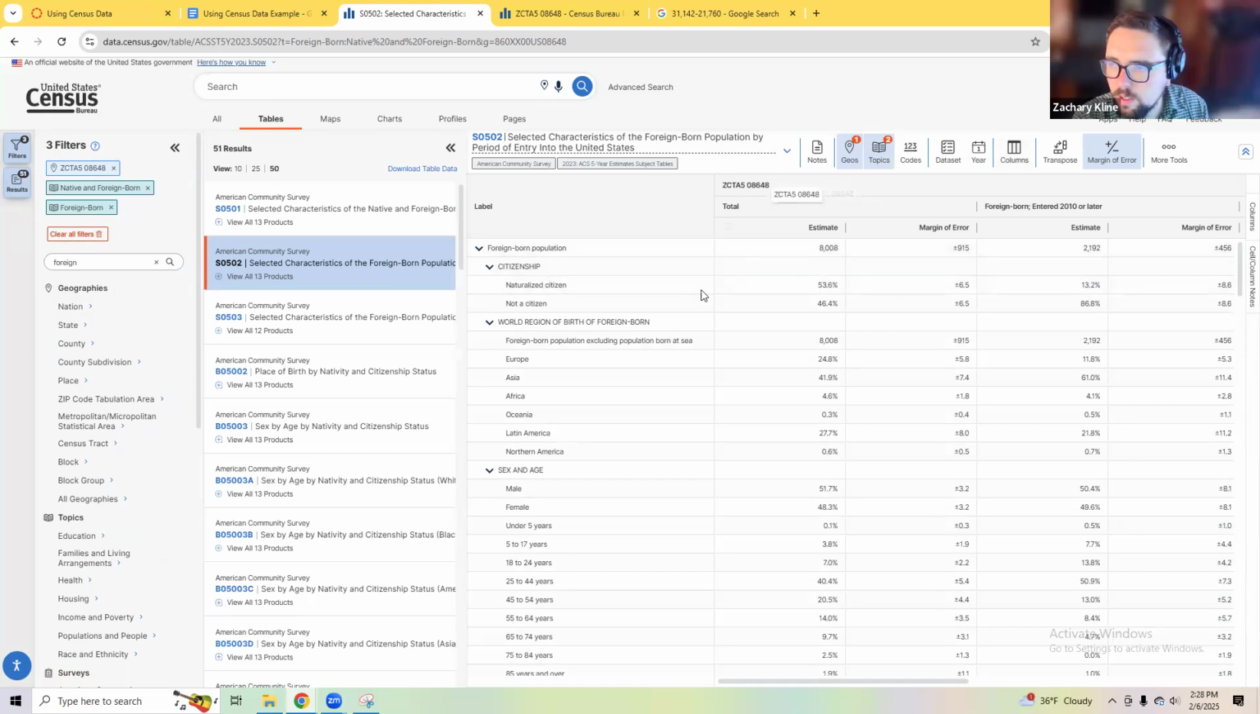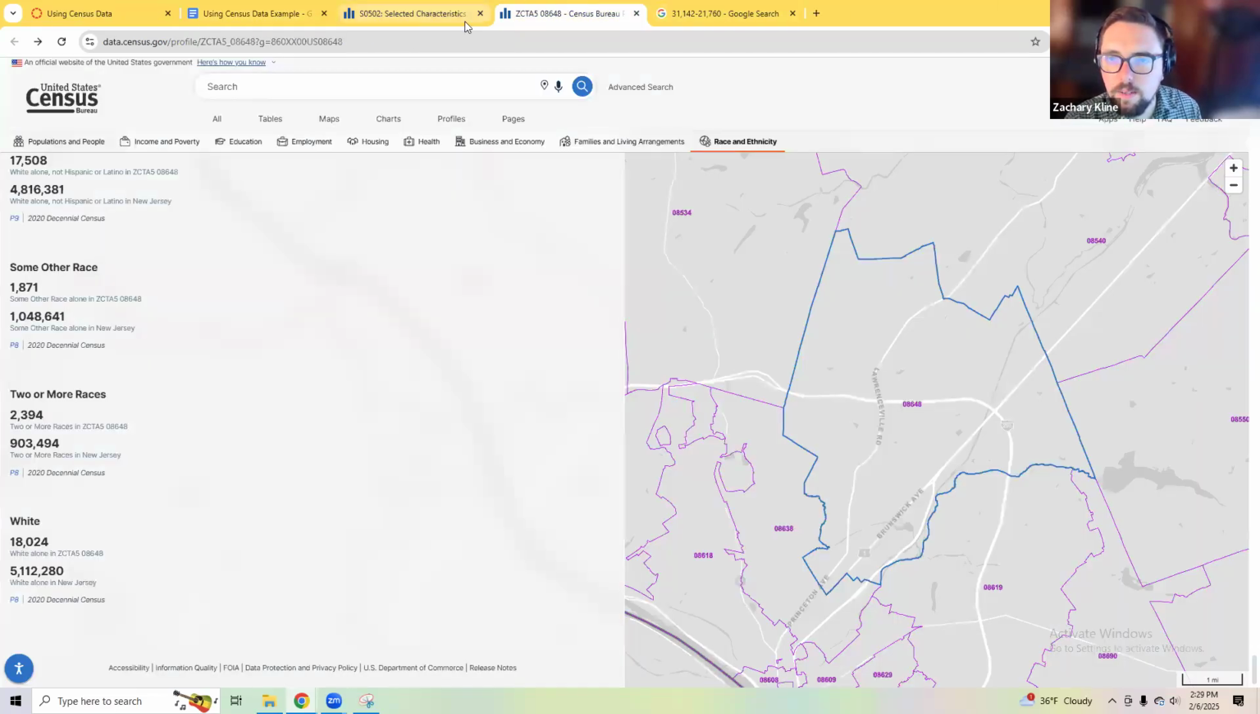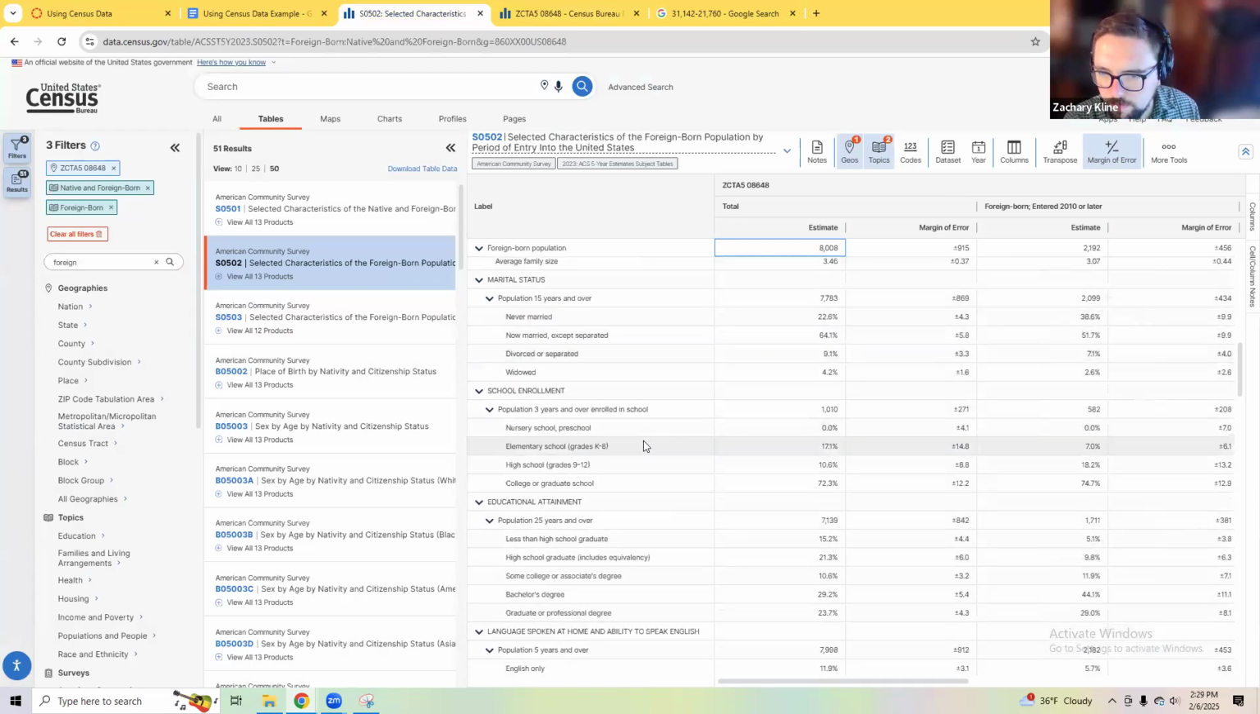Check we're still in the right zip code. This is the proportion of those who entered 2010 or later. So there are 8,000 folks in this township that are foreign born, and 2,000 of them have come to the United States. I'm not sure if this has entered the United States or entered Lawrenceville, but around 2,000 of them have entered since 2010. So 8,008, and we want a percent. So we're going to take that and divide it by the total population.